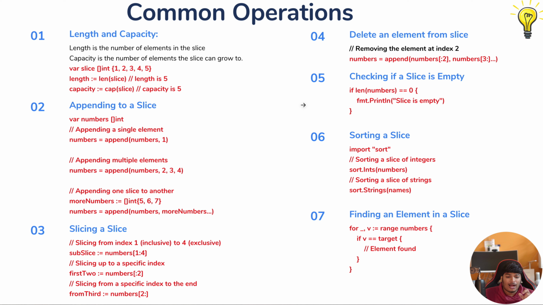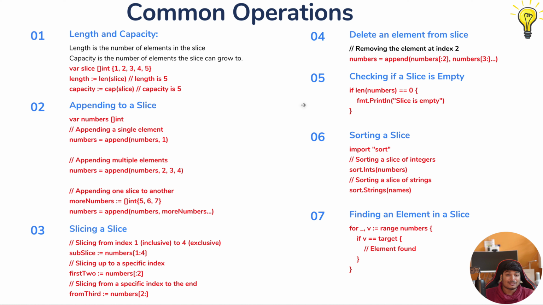Okay. Now how to sort a slice? For that, there is a very good inbuilt library available, or say package, which you have to import. So import sort, then use sort.Ints if it is a slice of integers. If it's strings, then use sort.Strings for slices of strings.